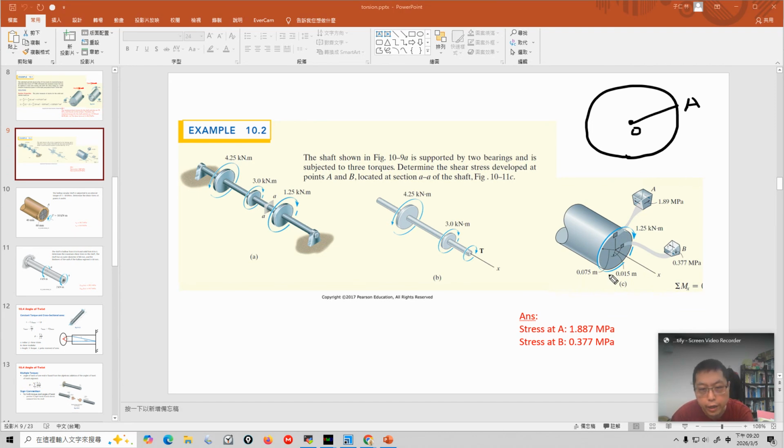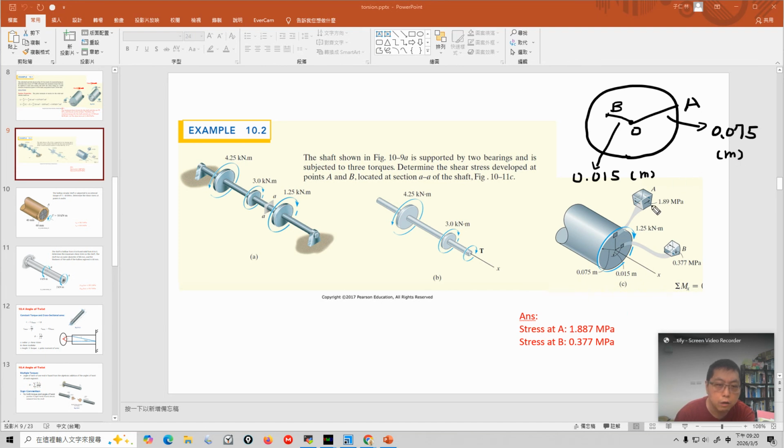What's the distance here? The distance r is 0.075, and where is B? B is here. It's not at the surface of the rod, it is an interior point, and its position here is 0.015. The unit is meter.